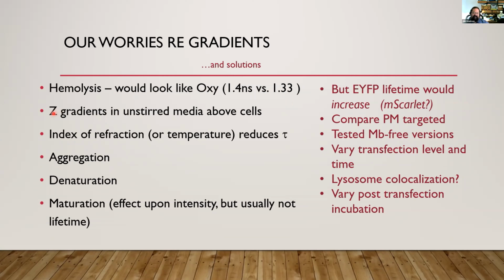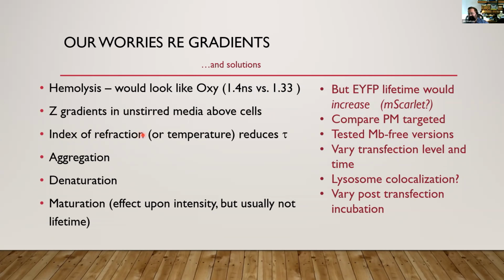We also worry about Z gradients in unstirred media above the cells. And what we're working on now is getting a plasma membrane targeted version of that so that we can put the probe right down on the surface and not have to worry about what's going on in the media above.